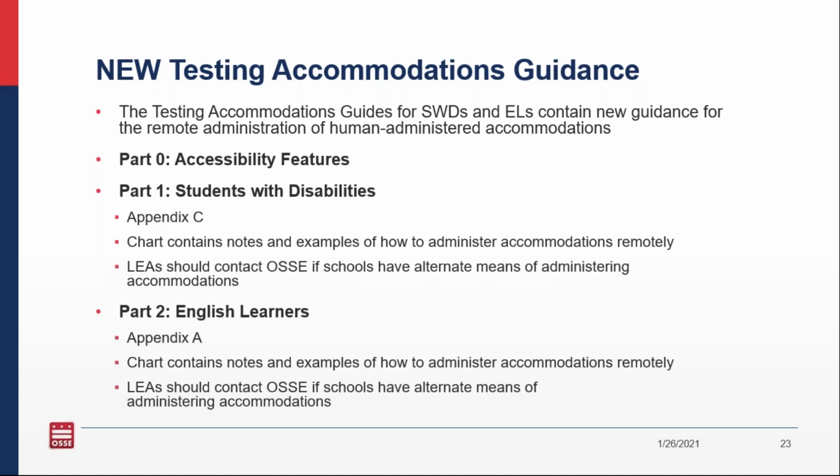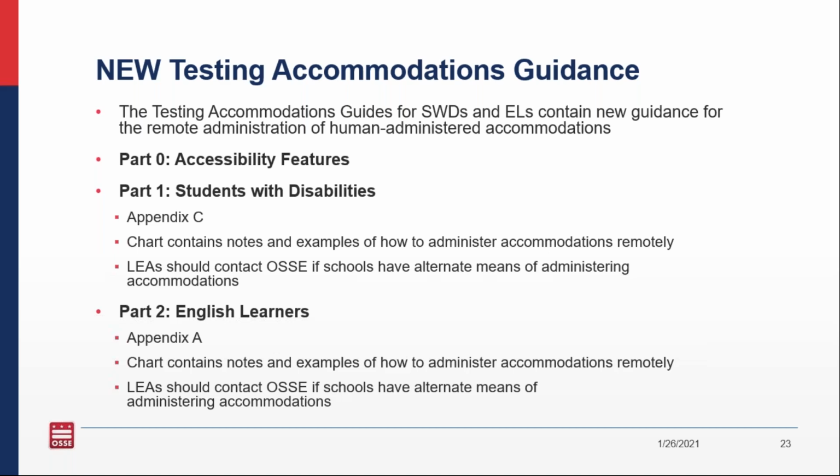So this year, again, we have new guidance around testing accommodations. Within the guides that we mentioned earlier, the testing accommodations guide for students with disabilities and English learners, there will be new guidance around remote administration of human administered accommodations. So we have our three guides I mentioned earlier. We have the accessibility features guide, that's part 0, part 1, and part 2. Part 1 is for our students with disabilities, and part 2 is for English learners. Within that document, you will have Appendix C, which is in part 1. You will see a crosswalk that contains examples of how to administer accommodations remotely.